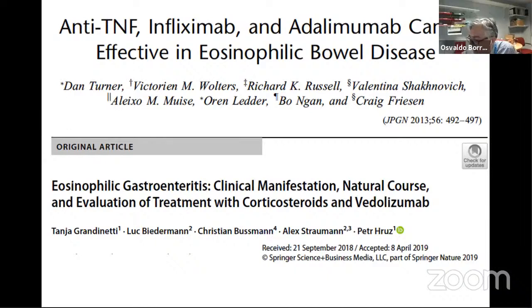This is a study in adults just published in Digestive and Liver Disease, showing that the use of vedolizumab, which is almost a third-line treatment in inflammatory bowel disorder, was able to induce remission.